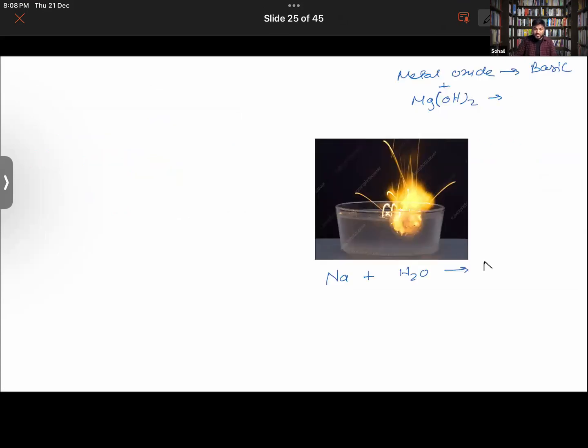So let's write the equation: NaOH plus H2. Sir, in 8th standard, we will only learn about the reactivity series of metals, right? In 8th standard, we are only going to study the reactivity series of the metals. Even in the higher classes, the main focus is related to the reactivity series of the metals only.